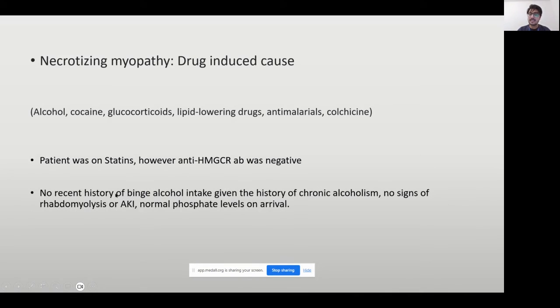There was no recent history of binge alcohol intake. When I took the history from him, he had a history of chronic alcoholism, but no recent binge alcohol intake that could cause these significant clinical symptoms, especially muscle loss. And when he came into the hospital, there were no signs of rhabdomyolysis or AKI. He had a high CK, but his phosphate levels were normal on arrival.